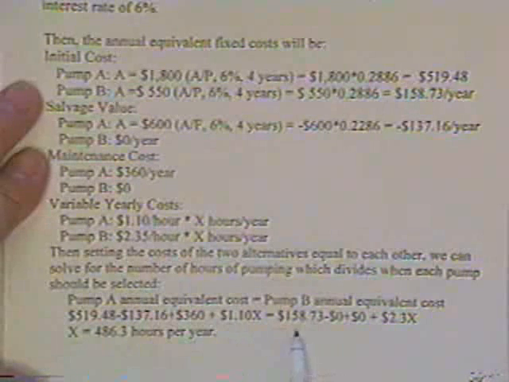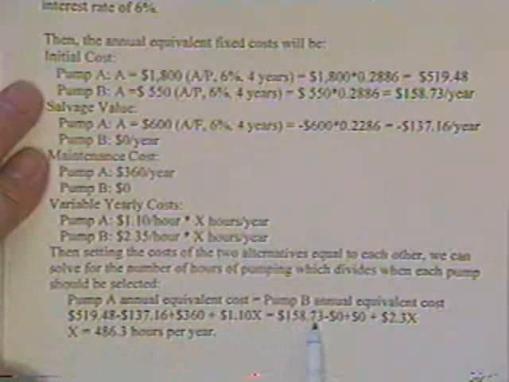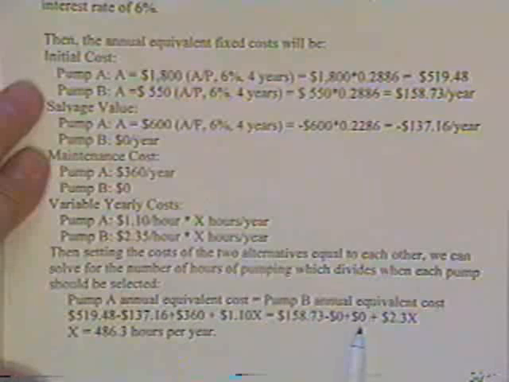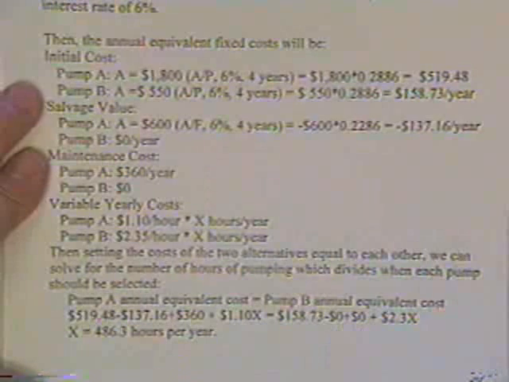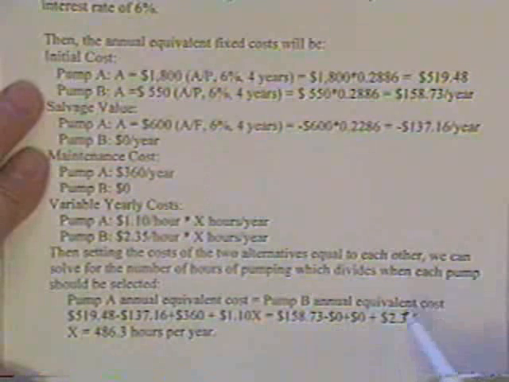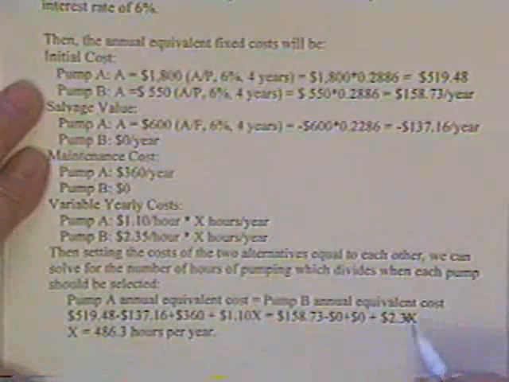Same way for Pump B. Put $158 due to the initial cost. I don't take off any due to the salvage recovery. I don't put any maintenance because there isn't any. It's a sealed unit, but that's why it doesn't have any salvage value either, because you can't fix the seals. Once it's dead, it's dead. Plus $2.30 times X. That would be $230.